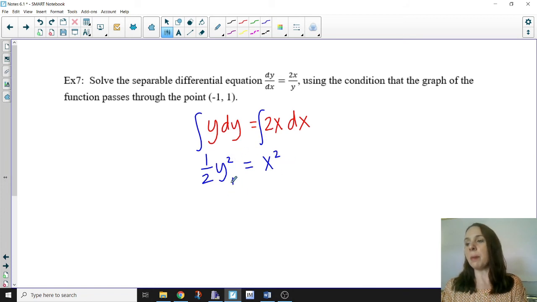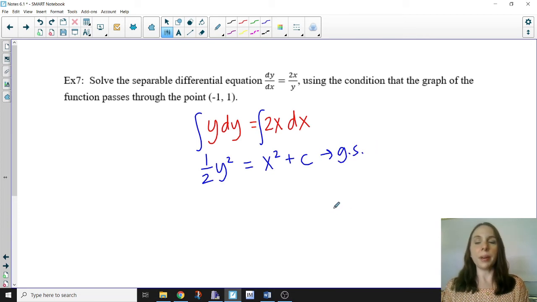Think about what would happen if you put plus c on both sides. It could cancel, right? We don't want that to happen. So what we typically do is we put the plus c on just the x side like that. Okay, and that c represents the constant of integration for both of these put together on the right-hand side. Okay, there's your general solution.